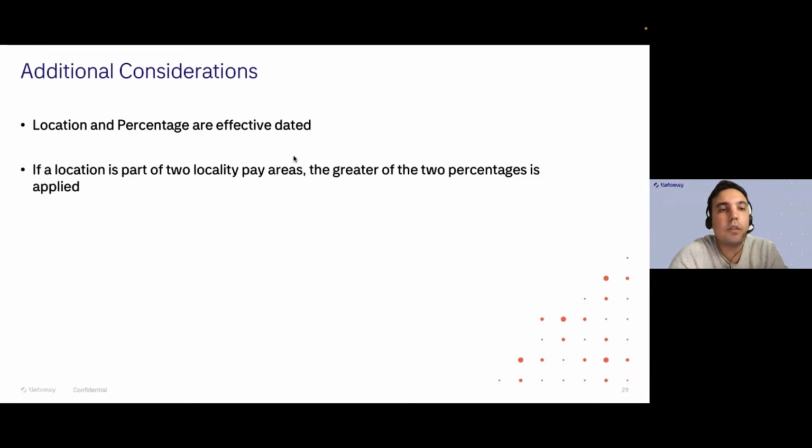So additional consideration, as mentioned, the location and percentage are effective dated. So if it's changing on a yearly basis, you can apply an effective date and report on it. Like mentioned also, if a location is part of two locality pay areas, the greater of the two percentages will be applied. So this is how Workday will handle the case of a location being part of multiple locality pays.